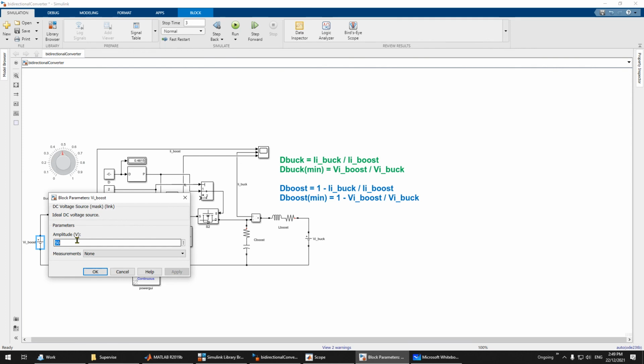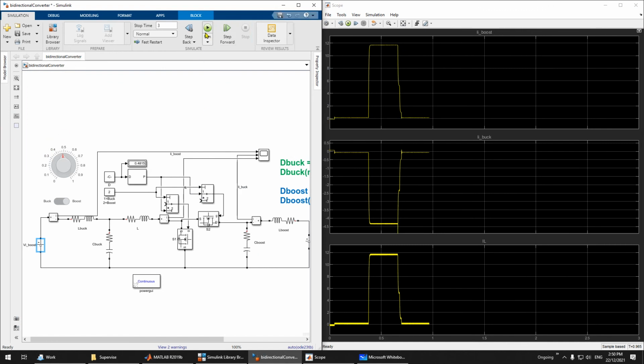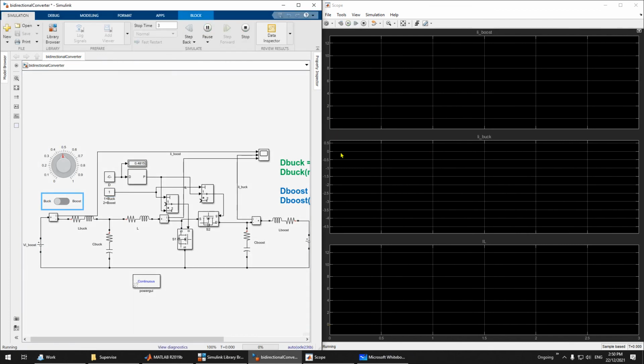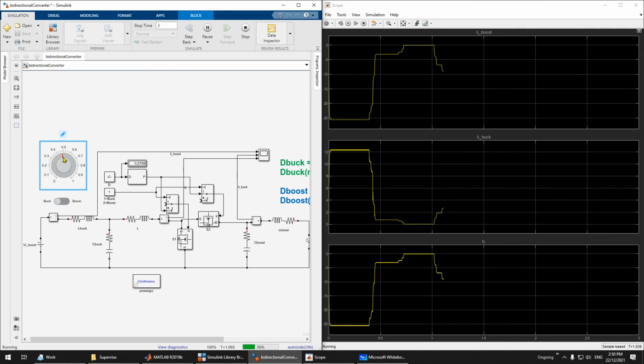So for example, if you set it to 20, that means the minimum for buck is 0.2, but for boost is 0.8. Let me show you. You can see here in the buck mode, it will reduce the current, but at 0.2 it will become 0. And if you increase it, it will increase.